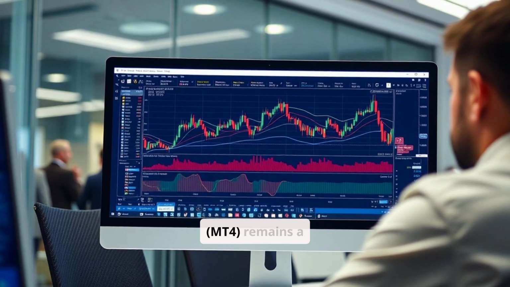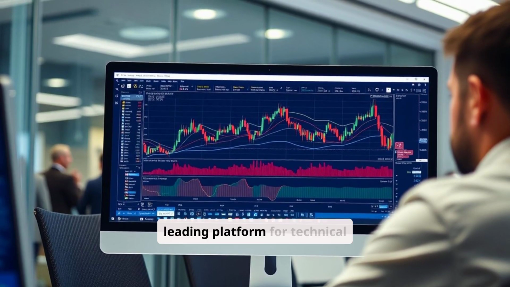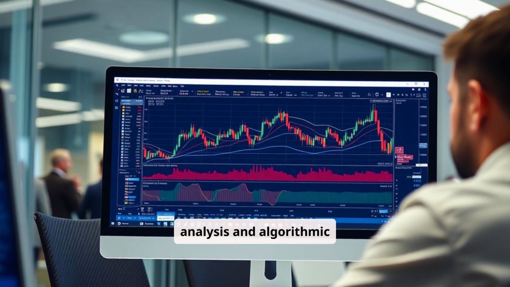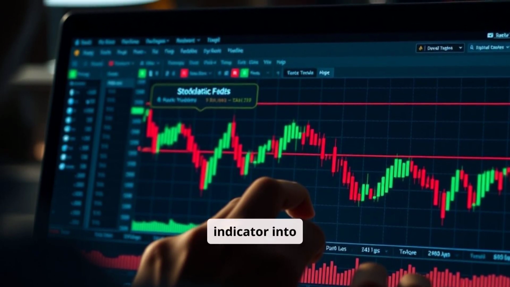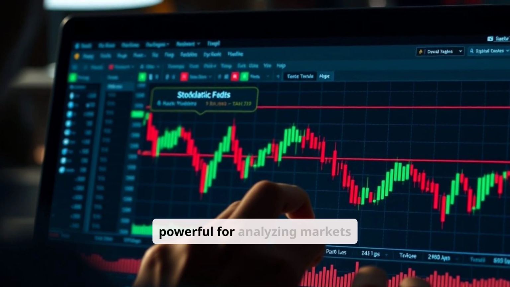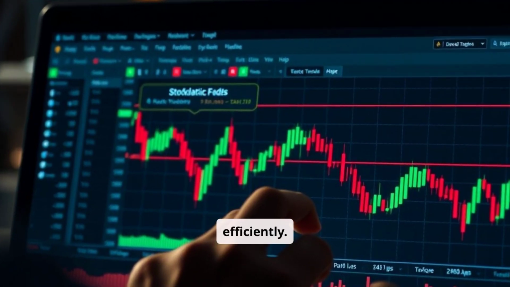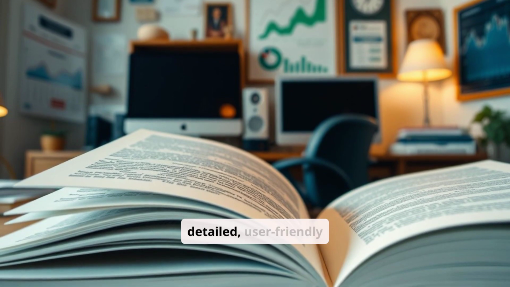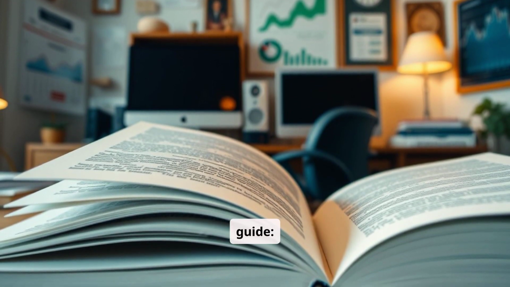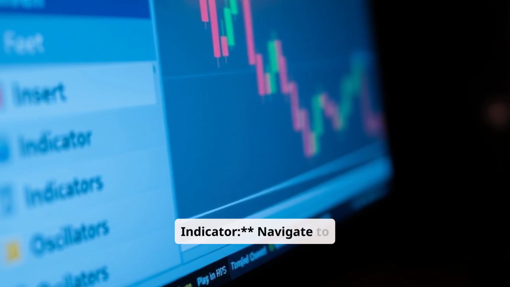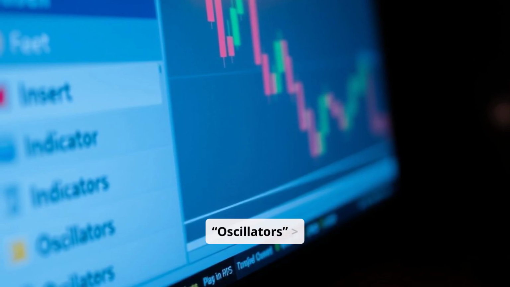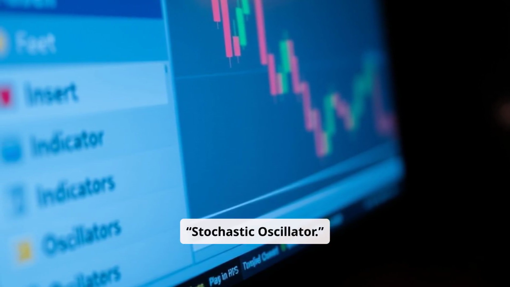MetaTrader 4, MT4, remains a leading platform for technical analysis and algorithmic trading. Integrating the Stochastics Indicator into MT4 is simple yet powerful for analyzing markets efficiently. This section provides a detailed, user-friendly guide. 1. Add the Stochastics Indicator. Navigate to Insert, Indicators, Oscillators, Stochastic Oscillator.